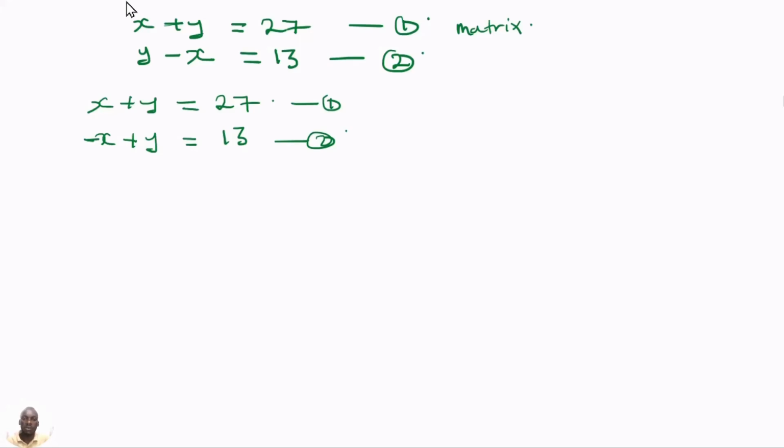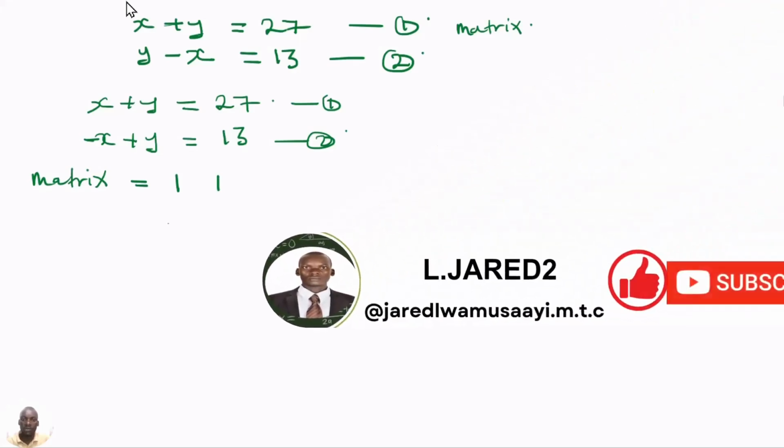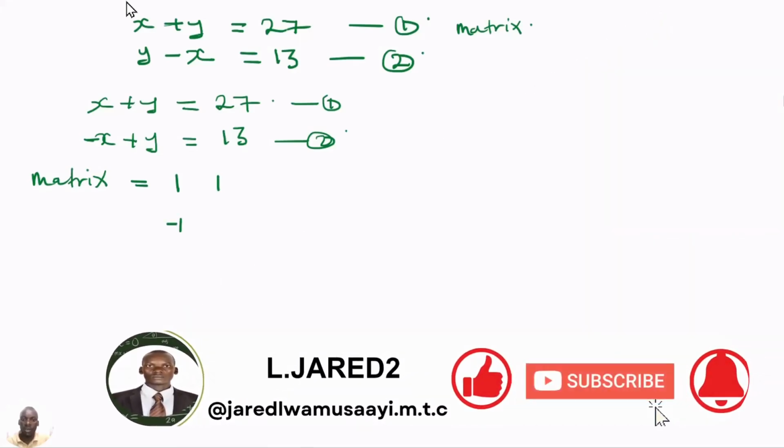Then from here, we are going to form the matrix. The matrix is coming to be here. x has a coefficient of 1, then y also has a coefficient of 1. Then in equation 2, x has a coefficient of negative 1, then y has a coefficient of 1. So this becomes our matrix that we have got from this.